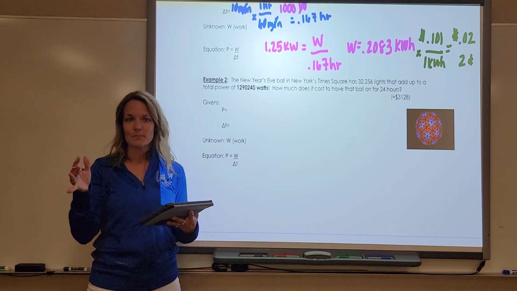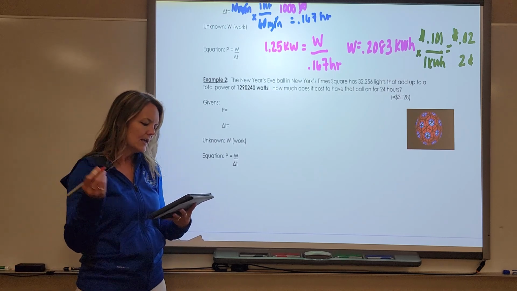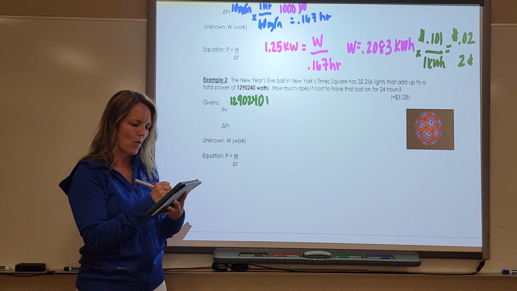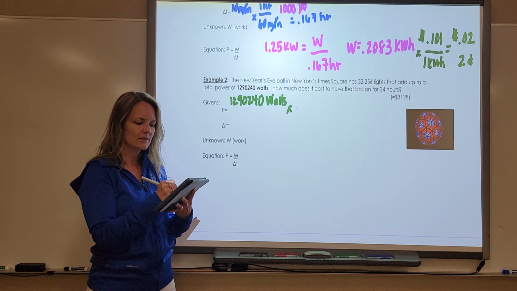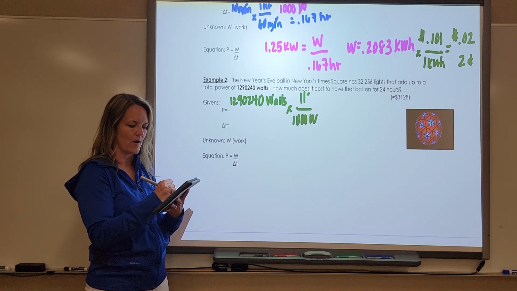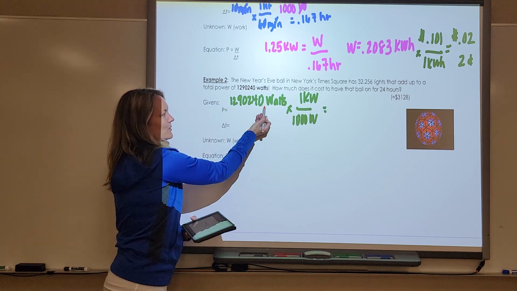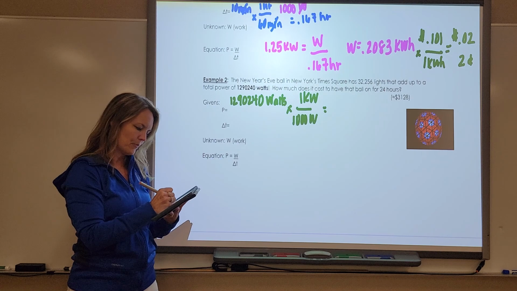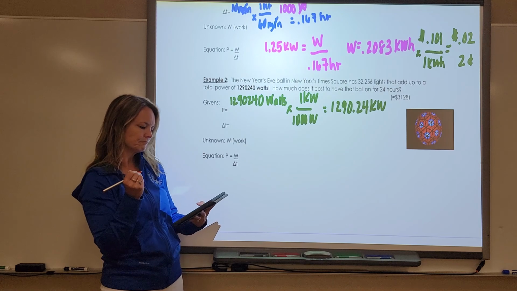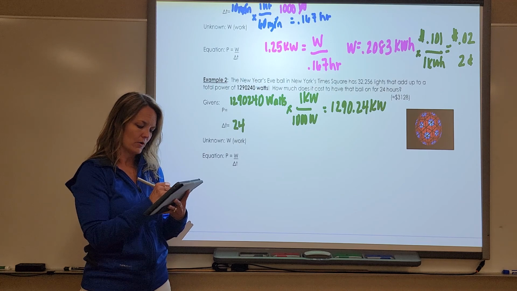All right, so same steps as before. I need my power in kilowatts and my time in hours. So my power, 1290240 watts. I need to change that to kilowatts. There are 1,000 watts in a kilowatt. On your equation sheet, when I divide this by 1,000, it just moves the decimal place. So I end up with 1290.24 kilowatts. My time, it's already in hours, 24 hours.